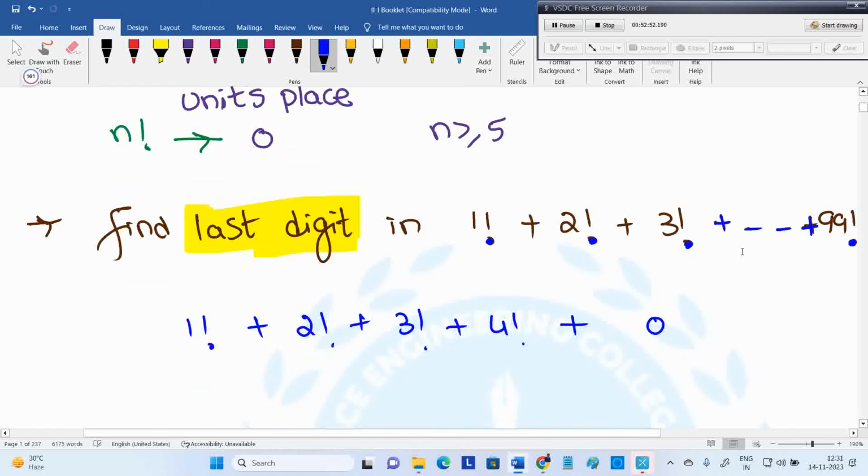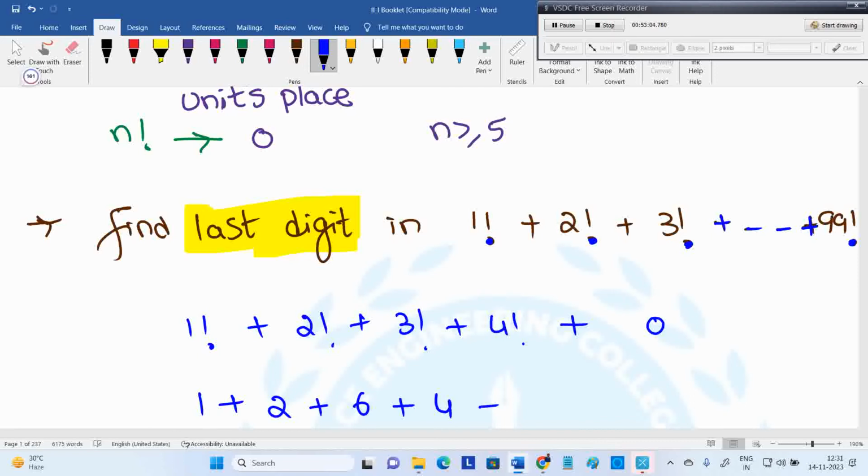Now what you can do: 1 factorial is 1, 2 factorial is 2, 3 factorial is 6, 4 factorial is 24, units place is 4. We are focusing only on units place, no deviations in that. Now here 1 plus 2 plus 6 is 9, plus 4 is 13, units place is 3 only. So if you want to find the last digit in 1 factorial plus 2 factorial and so on up to 99 factorial, or 1000 factorial also, your answer is simply 3. Okay, so hope you understand this.